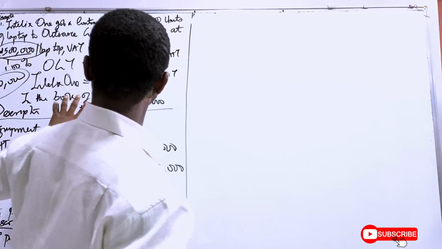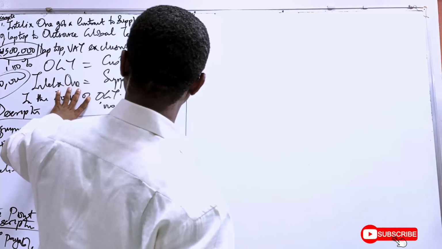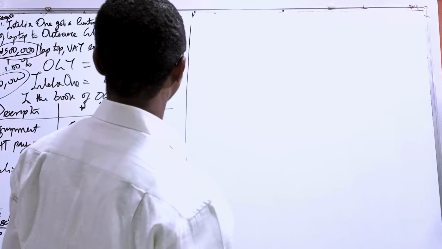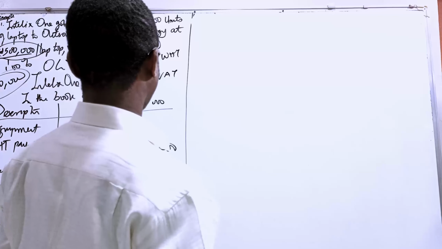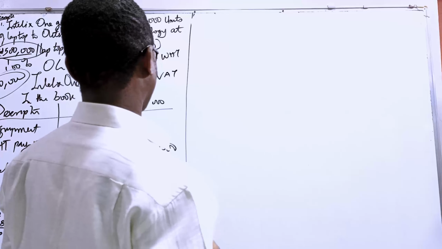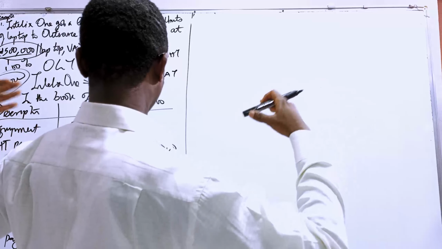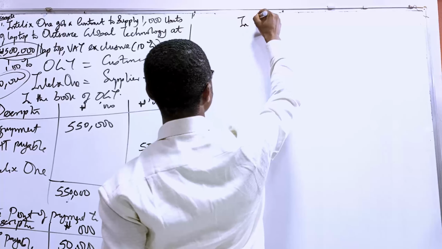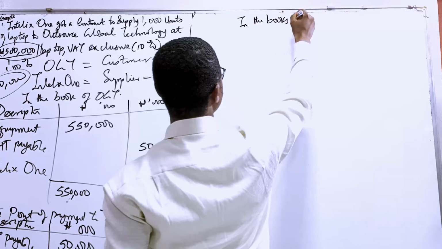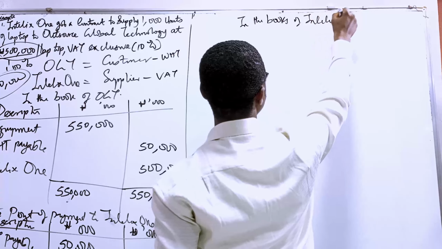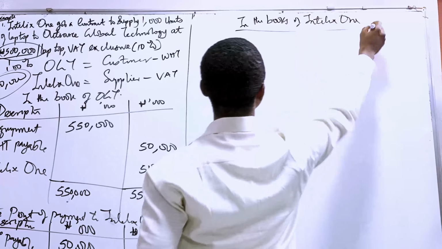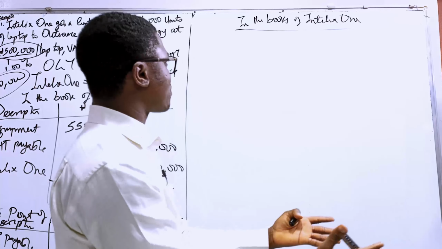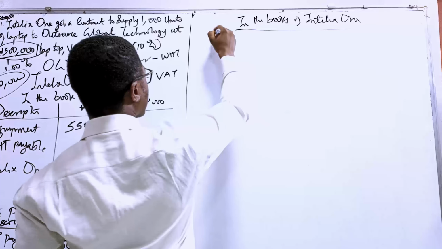Now, having shown the accounting entries in the book of OGT, we will need to also show the accounting entry in the book of Intellix One, in this case a supplier, so that the whole explanation is clear. In the book of Intellix One, the one supplying the laptops, let's have our description.